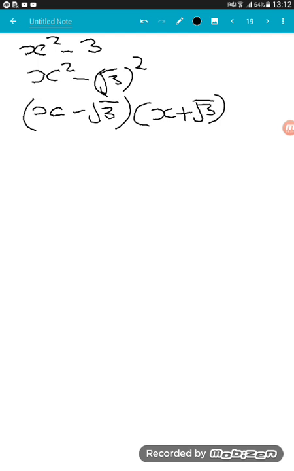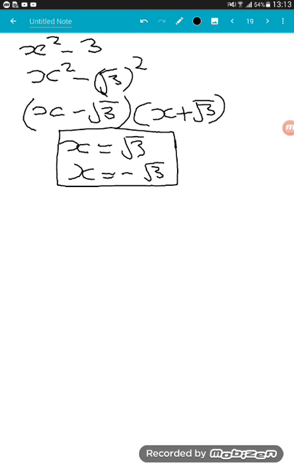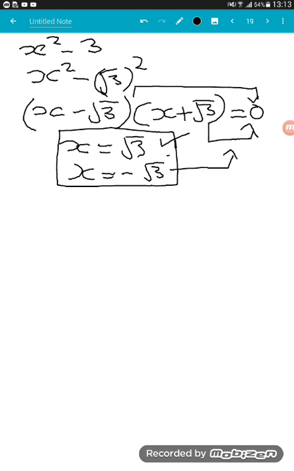So now we got that equation. Now we can easily get the zeros of the equation, that is x equal to root 3 and x equal to minus root 3. Take the first factor equal to 0 and solve, you will get plus root 3. Take the other factor and solve for x, you will get minus root 3. So now you got it. Now we will go further.